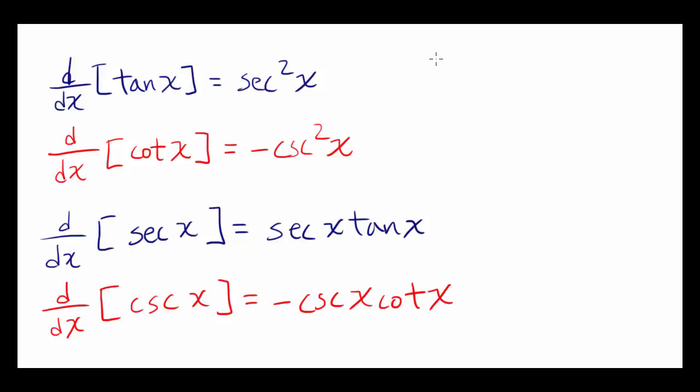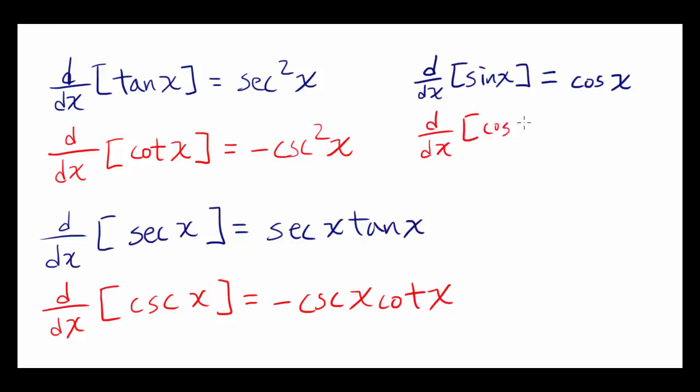Now, all of us know what the derivative with respect to x of sine of x is. Derivative of sine of x is cosine of x. And we also have learned that the derivative with respect to x of cosine of x is equal to negative sine of x.